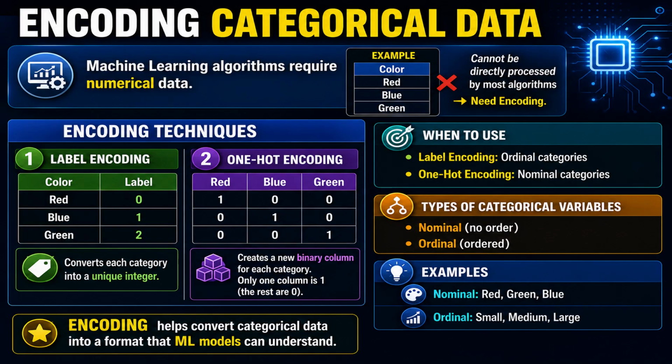So only one column is one, and the rest are set to 0. Okay, so label encoding is normally for ordinal categories and one hot for nominal. What is the meaning of nominal? No order. Ordinal, ordered. For example, nominal is red, green and blue. Ordinal is small, medium, large. So this encoding converts categorical data into numerical data that ML models can understand.